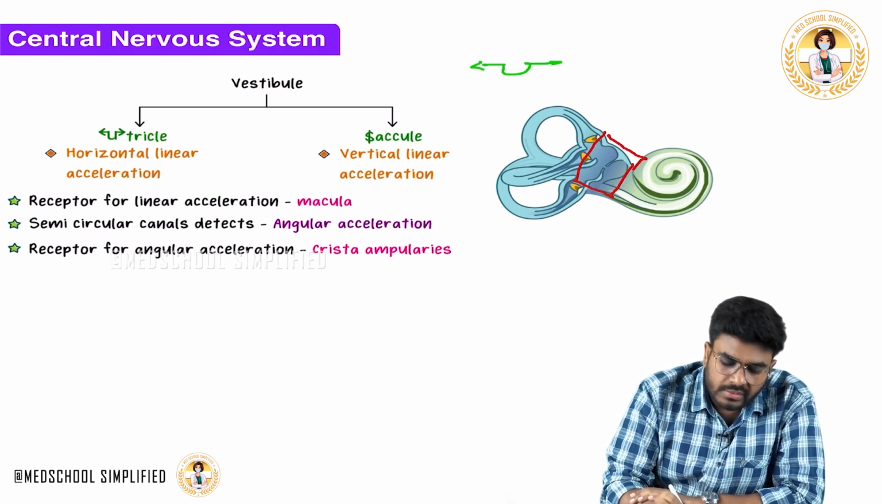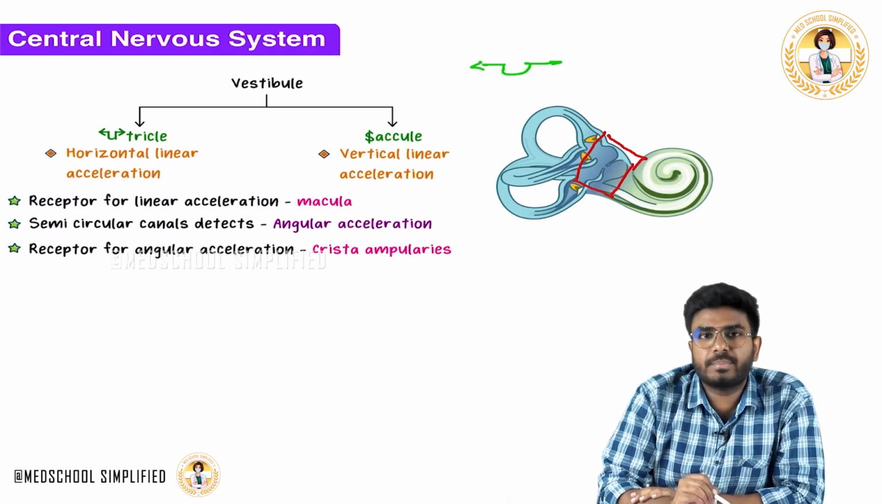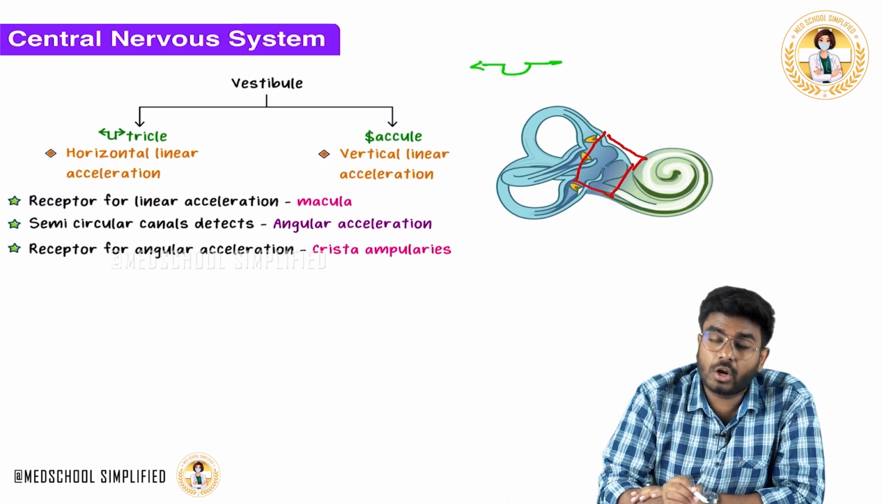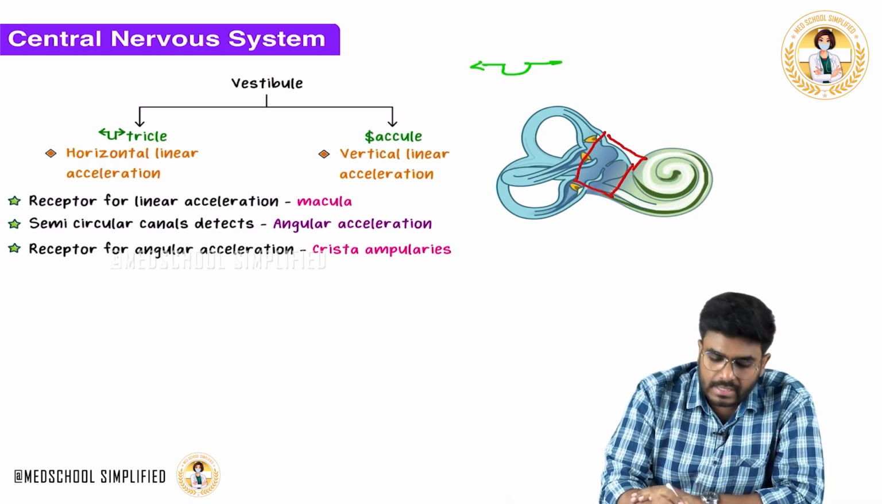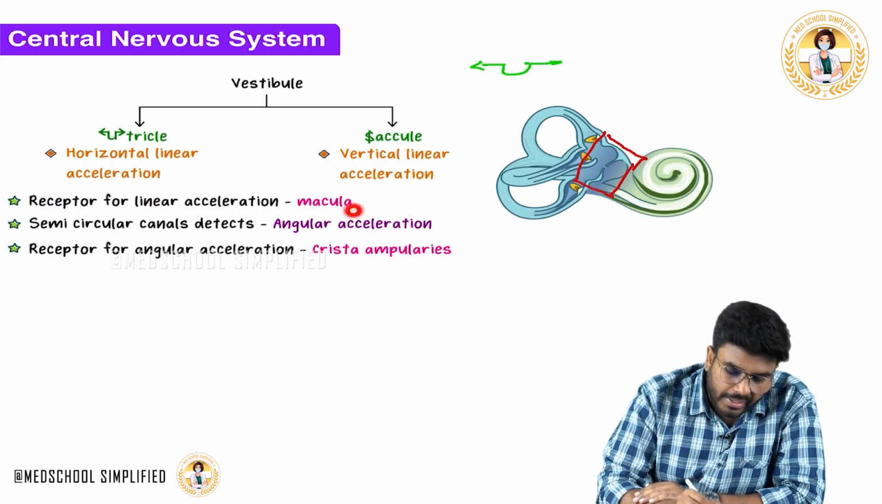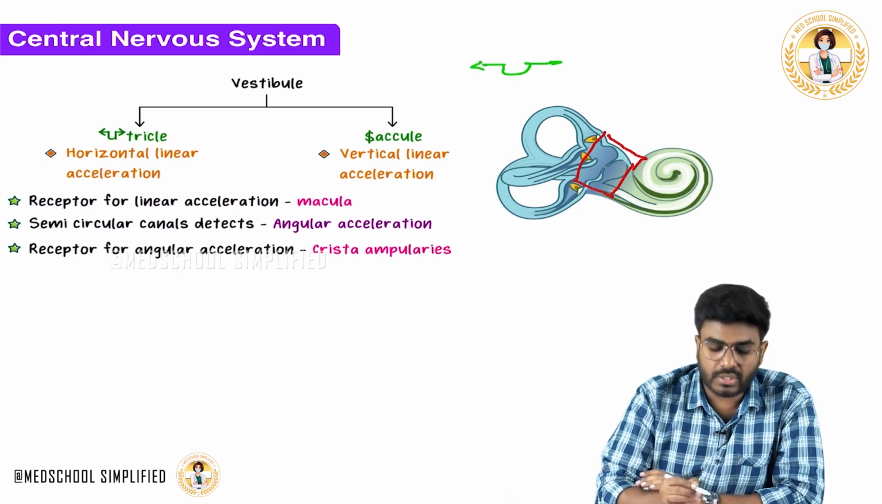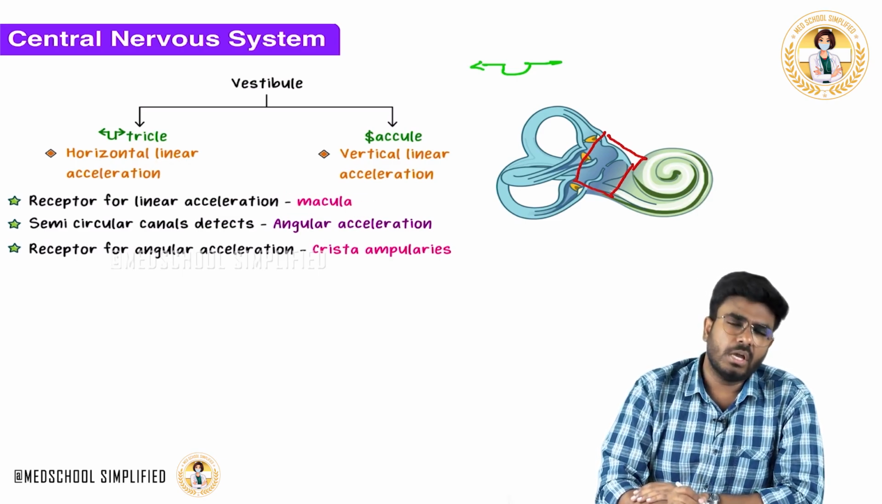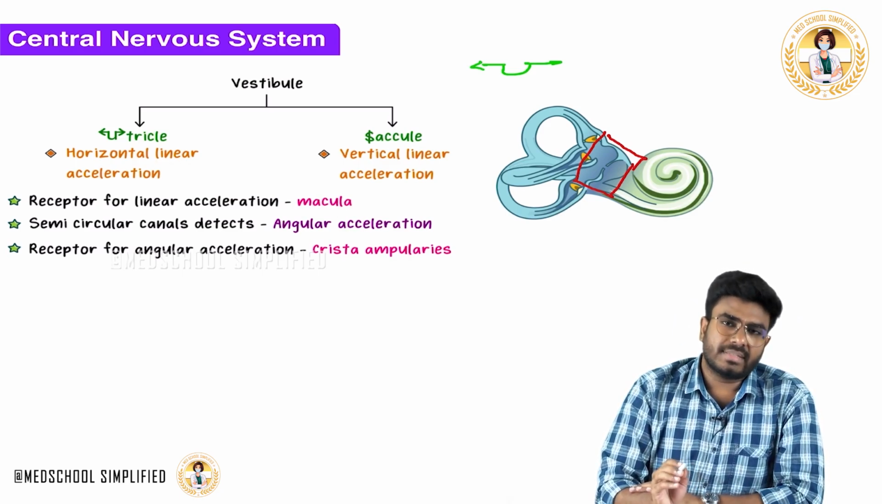Now, in the utricle and saccule there should be a receptor for this also. See, in the cochlea, what is the receptor? The receptor for sound in the cochlea is the organ of Corti. In the organ of Corti, inner hair cells are the receptors. In the same way, here in the vestibule, the utricle and saccule contain a structure called the macula. The macula is the receptor of linear acceleration. How many types of linear acceleration are there? Vertical linear acceleration detected by the saccule, and horizontal linear acceleration detected by the utricle.